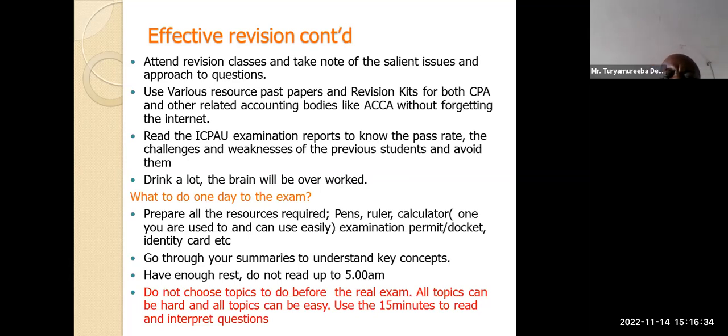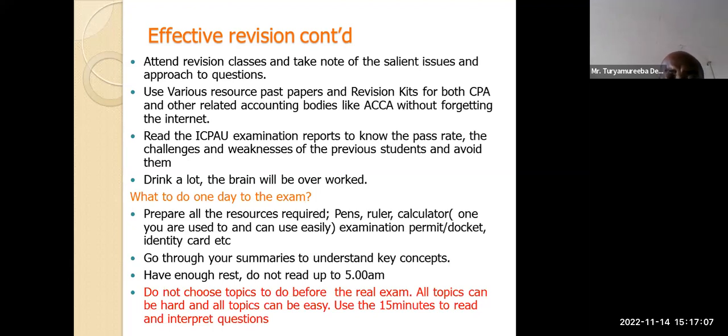Do not choose the topics before the real exam. Some people, before they go to the examination, want to say that for me, I am going to do differentiation, I am going to do index numbers, I am not going to do regression. But you cannot know how the exam comes out. Those may be the hardest topics. All topics can be hard and they can be easy, depending on the exam.